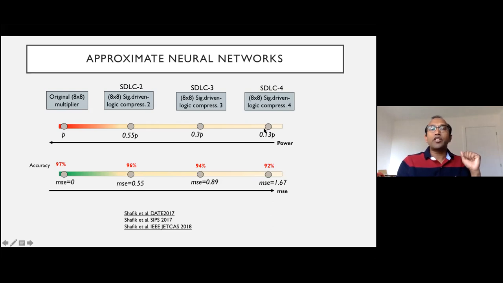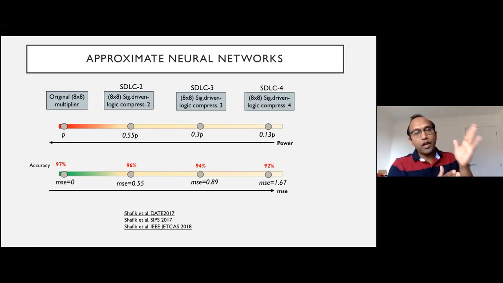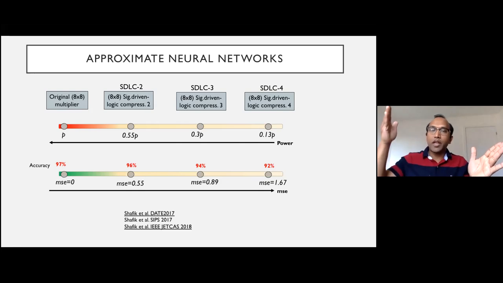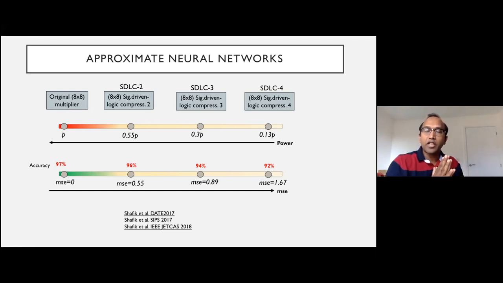And of course, power multiplied by latency is your energy. You're also saving on latency as well. Latency is almost 5 times faster. So if you save 87% on the power, and if you save five times in terms of the latency, your energy is smaller by a few orders of magnitude than the original one, right? But the question here is that by doing the approximate neural network design, did I lose the accuracy?